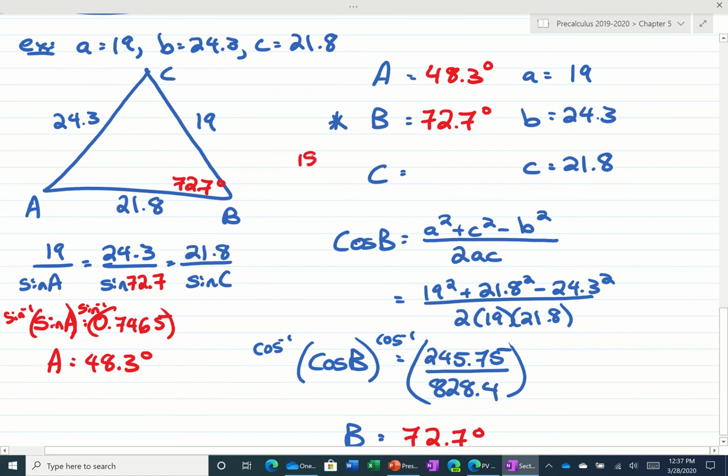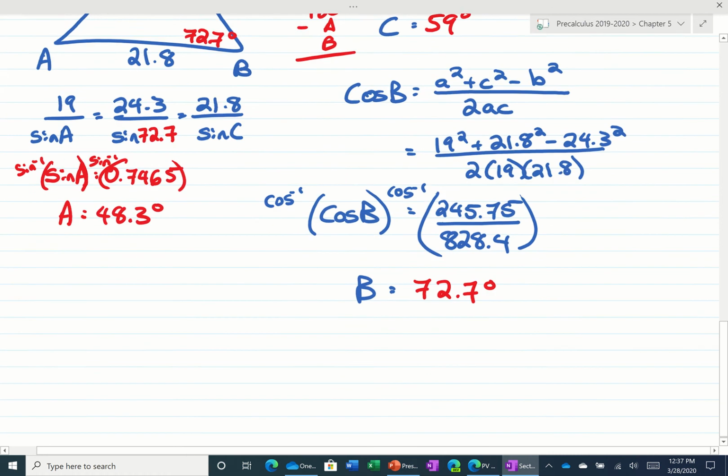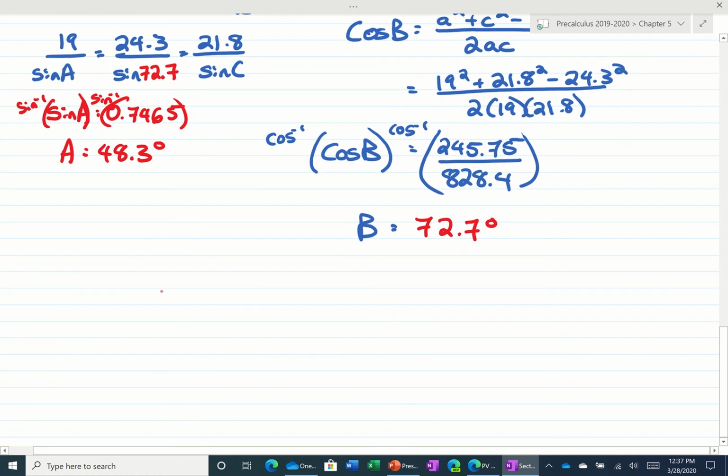And then if we do 180 minus angle A and B, we get angle C is 59 degrees. So let's just check. Smallest side, smallest angle. Largest side, largest angle. So everything works. So for homework, what I would like you to try is on page 286. I would like you to try numbers 14 to 22 even.